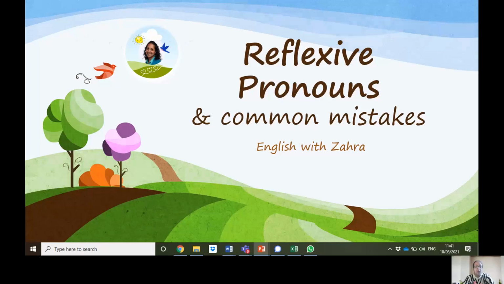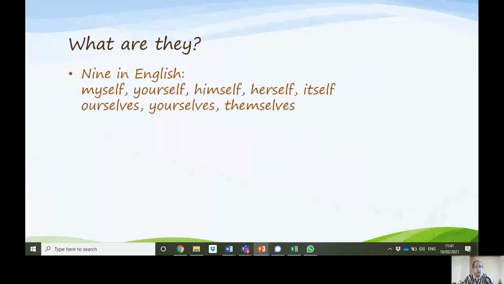Well, reflexive pronouns, there are 9 in English. Myself, yourself, himself, herself, itself. These are the singular reflexive pronouns. Ourselves, yourselves, and themselves are the plural reflexive pronouns.